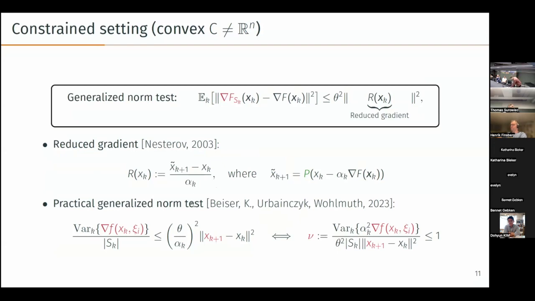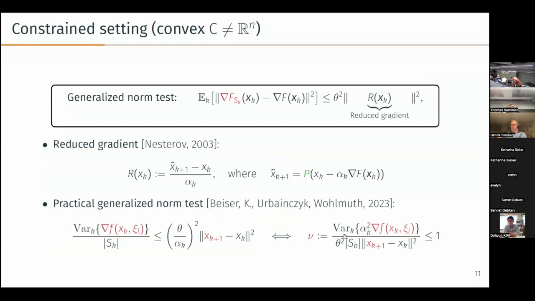And then this, even though we do not have access to the true gradient of f, we can, just as before, write down a practical test that you can use in your code. So on the left-hand side, just as for the original norm test, you can use the population variance. And on the right-hand side, you just have the norm of the difference between your current update and your next update, divided by the length here.